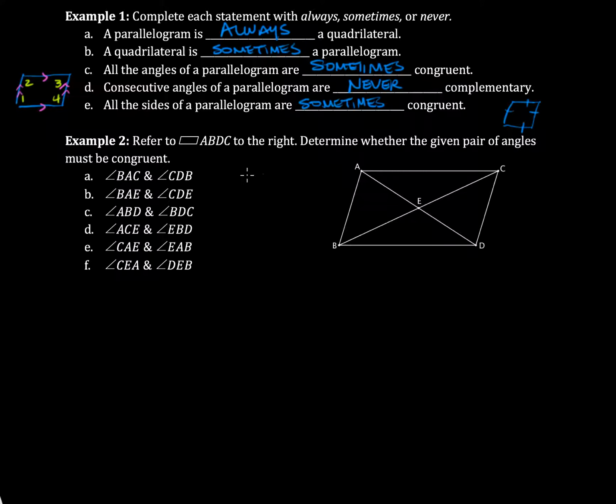Down here we have an example where it's asking us to determine whether the given pairs of angles must be congruent. So, angle BAC and CDB. Maybe it'd be easier to go through and look at which angles we know would be congruent, and then we can decide if these given pairs are marked congruent on our picture.